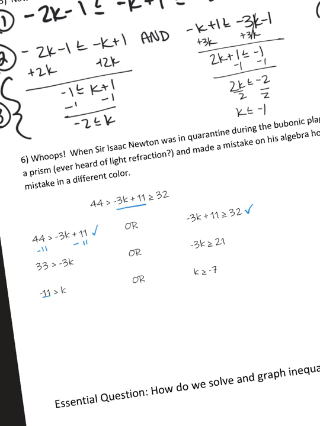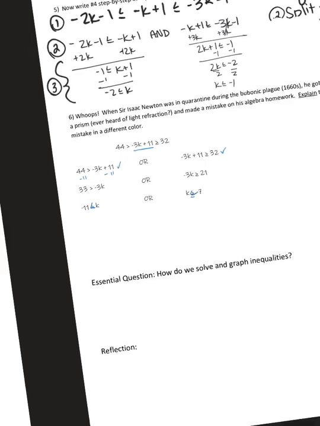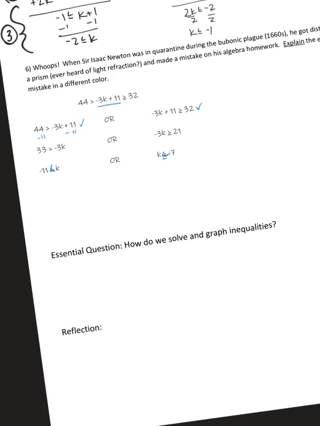Okay, now the problem that I see there is that he forgot to flip his sign because he divided by a negative. So there would be the error on that side. And let's see if he made the same error on the other side. So if we divide by a negative 3 over here, it looks like he did not flip his sign. So again, it's k is less than or equal to negative 7, because 21 divided by negative 3 is negative 7.